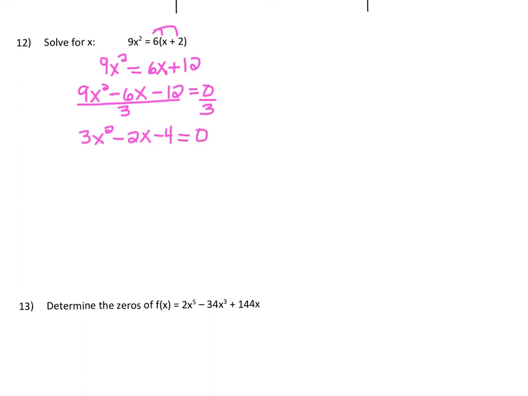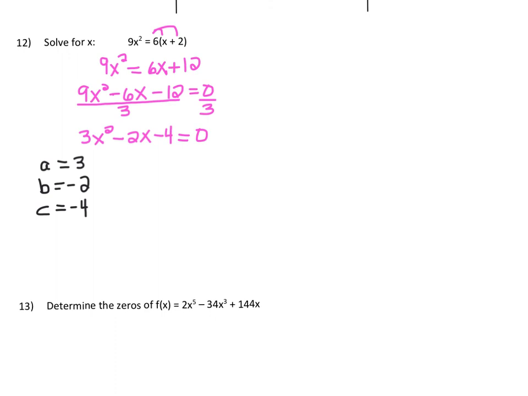Okay, so I'm going to go with the quadratic formula only because if you do try to factor this, you'll know that there are no two numbers that multiply to negative 12 and add to negative 2. So you're going to run into a dead end. All right, so with the quadratic formula, let me write out A equals 3, B equals negative 2, and C equals negative 4.